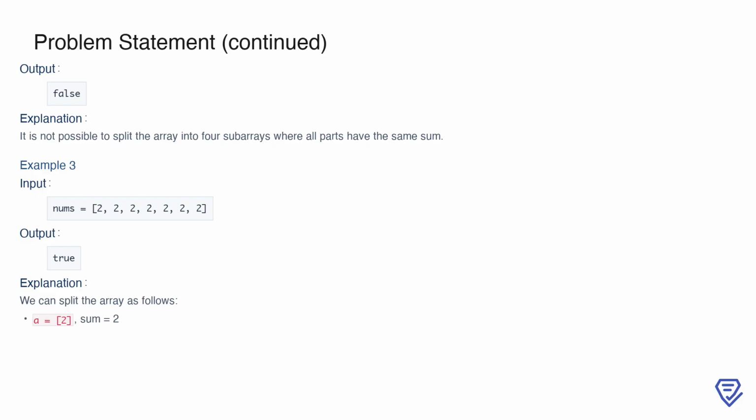Now, consider another example where the input array is 1, 2, 1, 2, 1, 3. For this case, the output is false. This is because it is not possible to split the array into four contiguous subarrays such that all of them have the same sum. No matter how we divide this array, we cannot satisfy the condition that the sums of A, B, C, and D are equal. Therefore, the result is false.